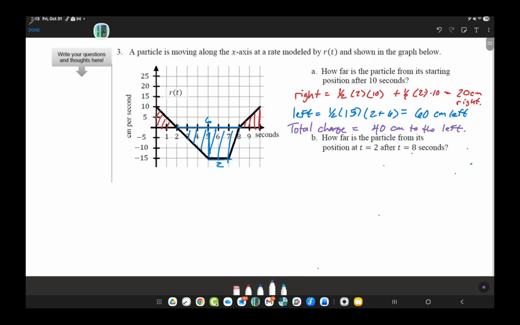Now, how far is the particle from its position at t equals 2 seconds after t equals 8 seconds? So here they just want to know what's the change from 2 to 8, which we already found. We already found that to be what? Left 60 centimeters.